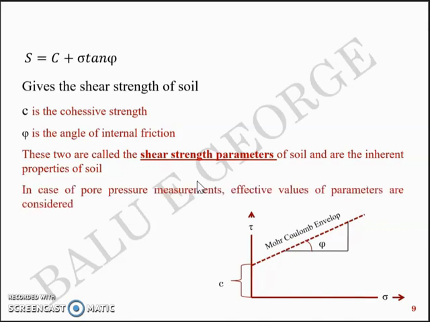In case of pore pressure measurements, the effective values of parameters are considered. S equals C dash plus sigma dash tan phi dash is used when you have the pore pressure measurements. So S is the shear strength, C is the cohesive strength, sigma is the normal stress, phi is the angle of internal friction, the angle of internal resistance.